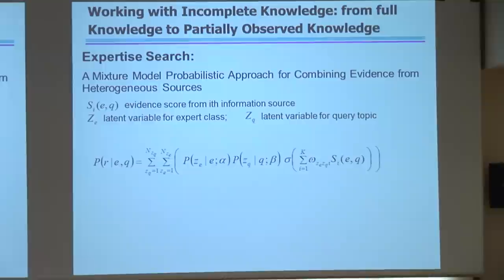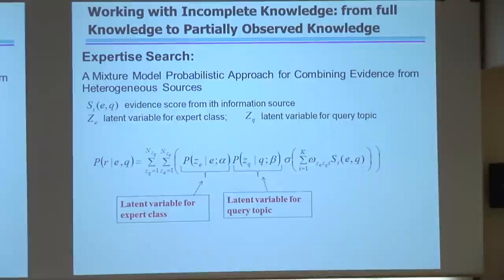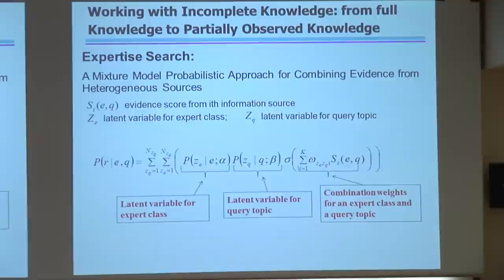Here we have one component that tells us the latent variable, or the latent class, of an expert candidate by looking at a bunch of features of this candidate. And we have another latent variable that tells us what type of query the user is asking about. Then based on these two hidden variables, we combine the information sources together to predict whether an expert candidate is really an expert for a user query.